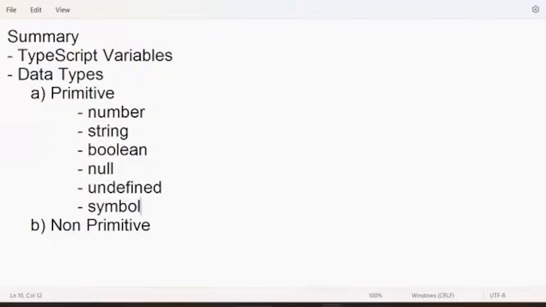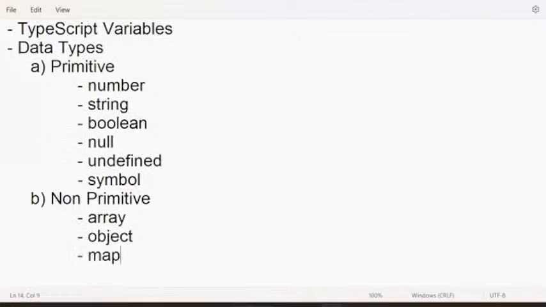So we have another non-primitive types. Non-primitive types, what we learned about array, object, map. And in additional data types, we learned about how to handle a date.